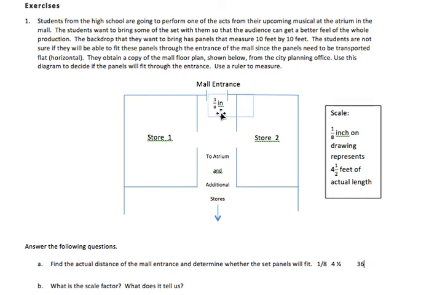So when we go back to the measurement of 3/8 inches, we can multiply our 3/8 times 36, which would give us 13 1/2 feet. Checking back, the panels are 10 feet by 10 feet, so 13 1/2 feet would be enough for them to bring the set pieces. Please continue on with the problem set.